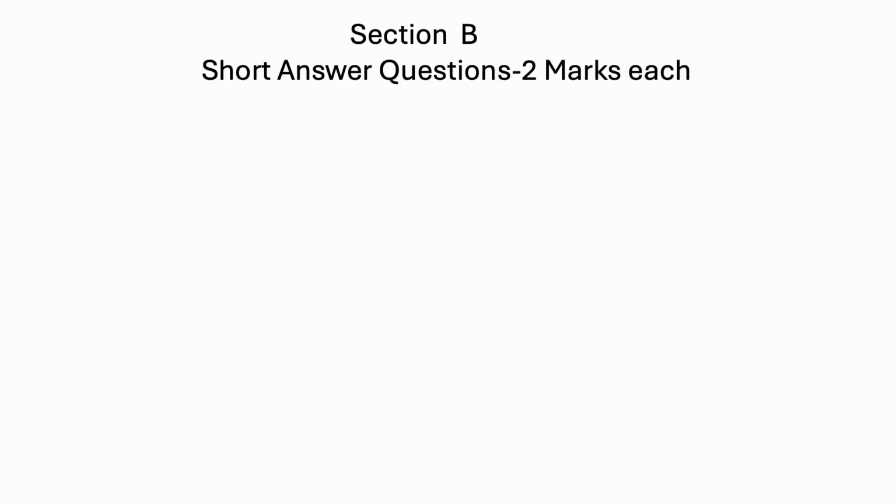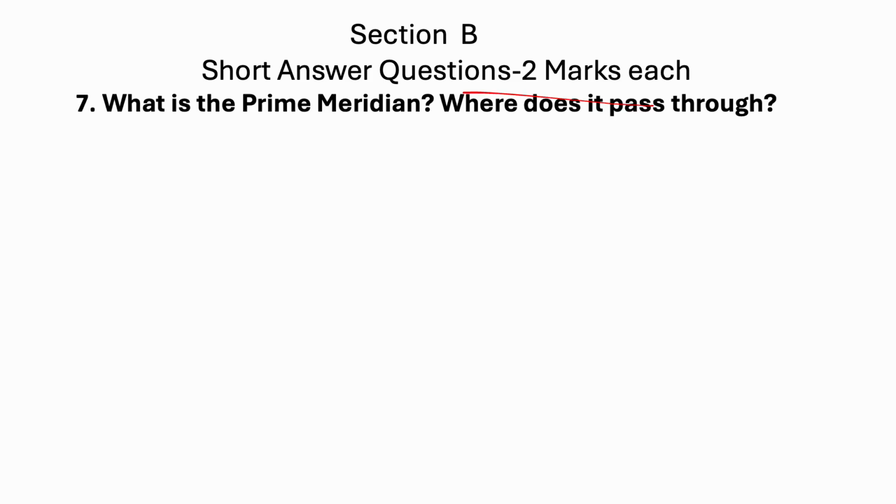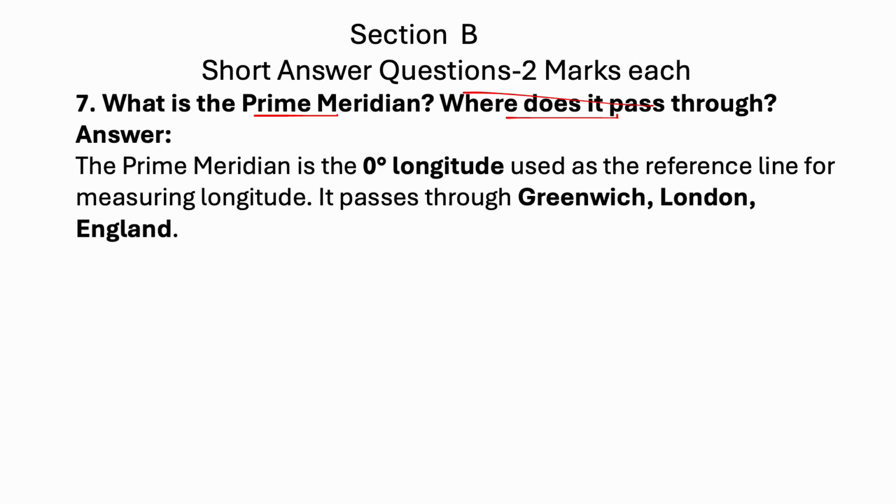Next one, section B, short answer questions. Each question carries 2 marks. First one, what is prime meridian? Where does it pass through? So, what is prime meridian? The prime meridian is 0 degree longitude used as a reference line for measuring longitudes.